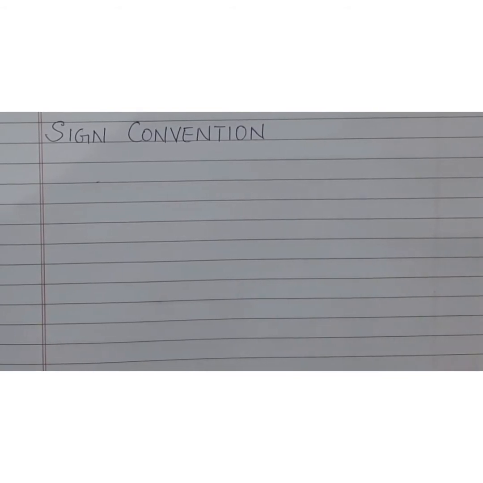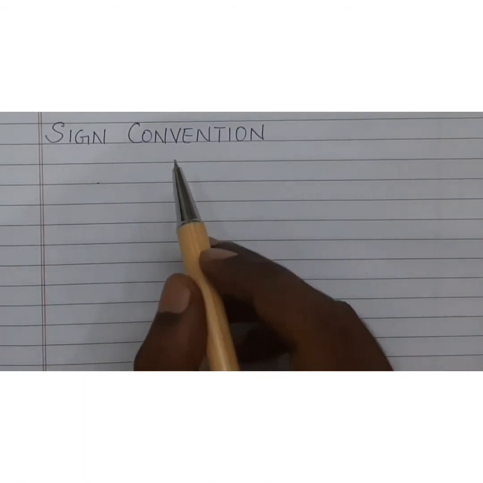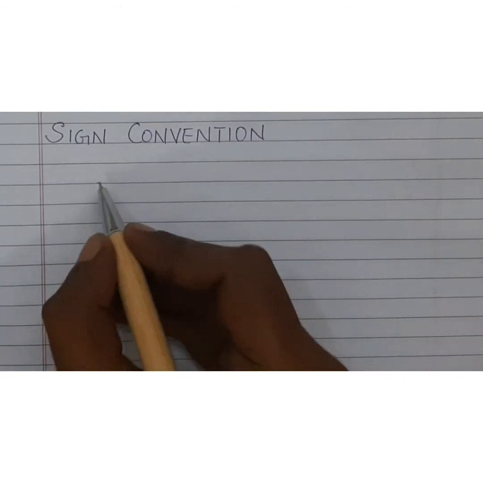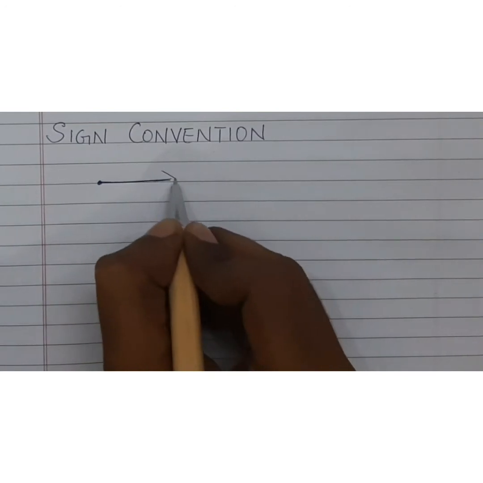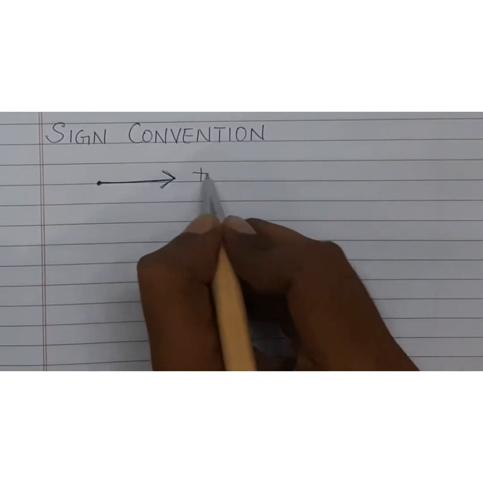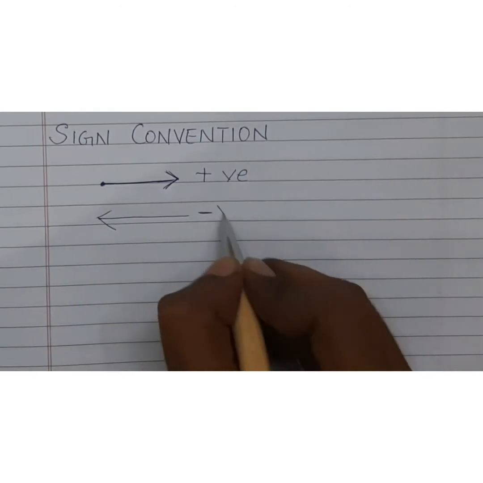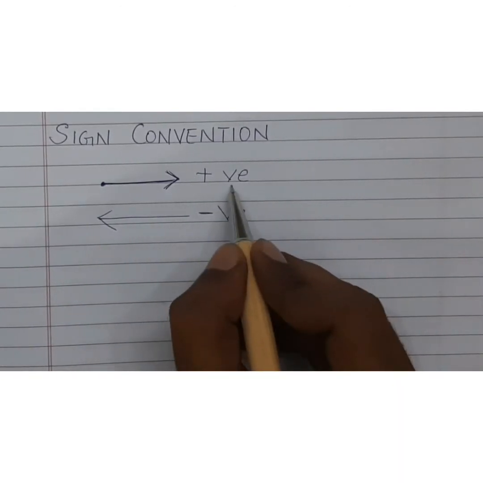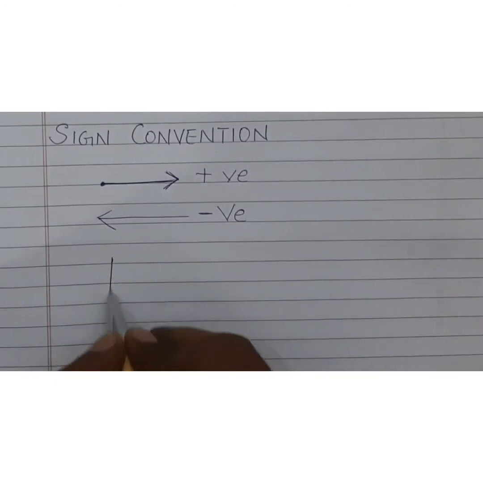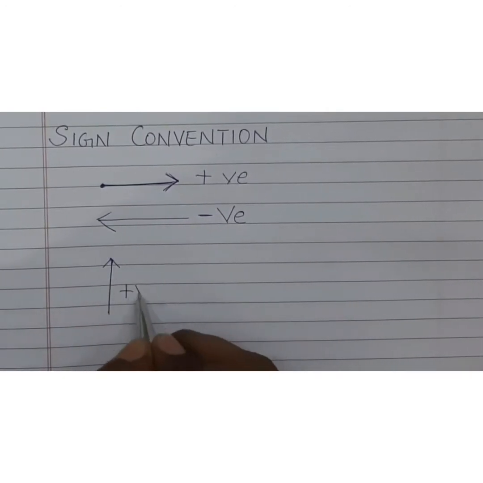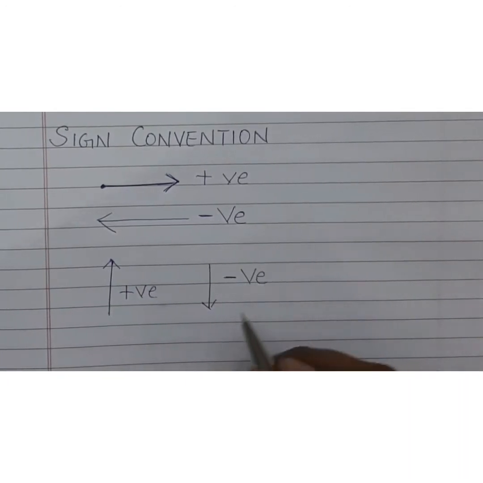Before knowing the resultant, we will first understand the sign convention. This is what you will be applying in all the sums. If a force is acting from left towards right, we consider that as positive. If it's acting towards left, we consider the force as negative. Towards right positive, towards left it is negative. Similarly, for vertical forces, upward force is considered as positive, downward force is considered as negative.